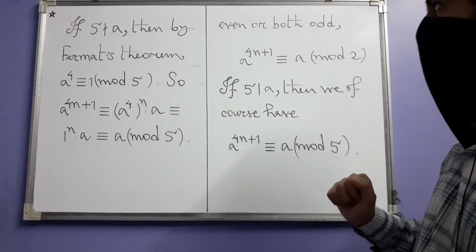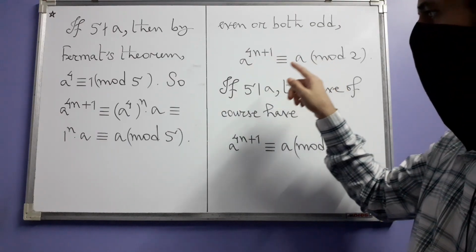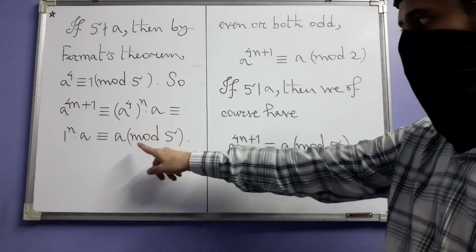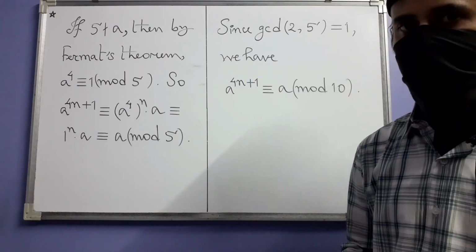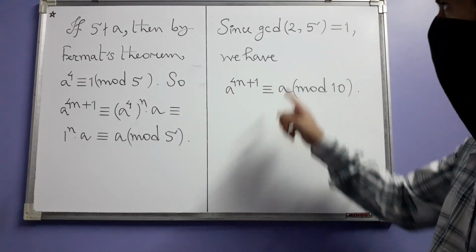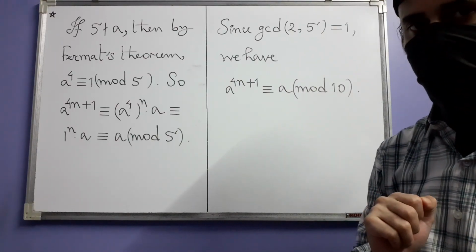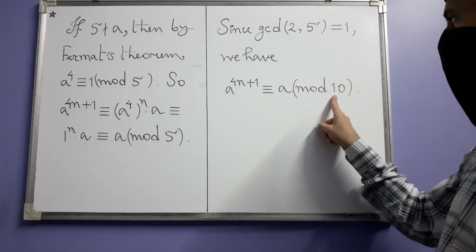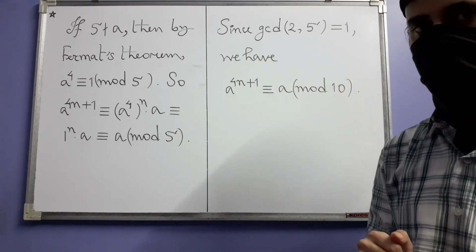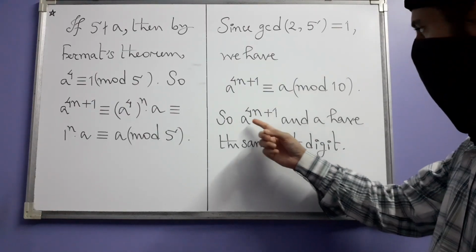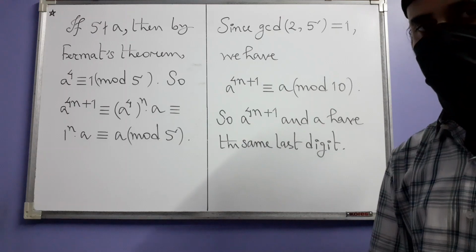So you now have these two congruences, that this is congruent to a modulo 2 and that same thing is also congruent to a modulo 5. And then you note that the two moduli are relatively prime. 2 and 5 have GCD 1. That's why you can combine those two moduli to have this composite modulus 10, and this congruence. And so a to the power 4n plus 1 and a have the same last digit.